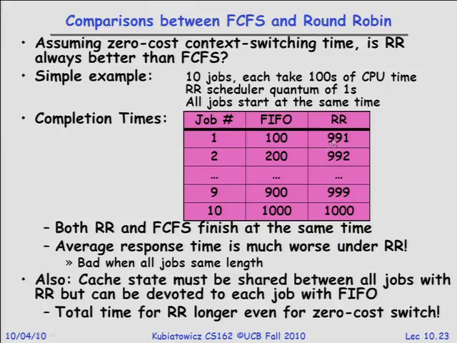And cache state has to be shared between all of these threads. So if you're talking at a hardware level, round robin is much less efficient because I'm switching out the cache all the time.